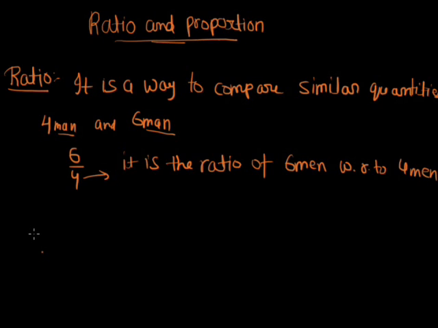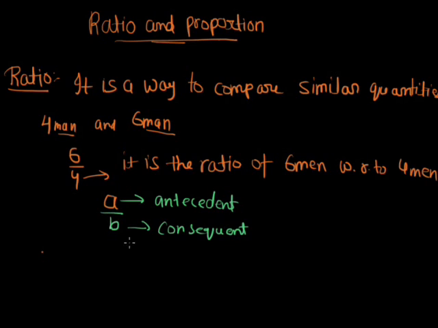Okay, so generally we can say that a upon b is a ratio where a is called antecedent and b is called consequent. Okay, so if you are finding the ratio, we can also convert it into simplest form.